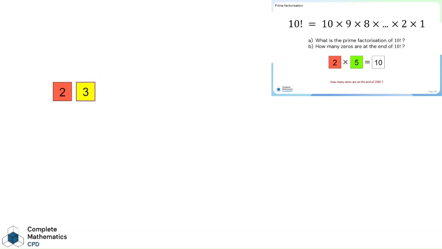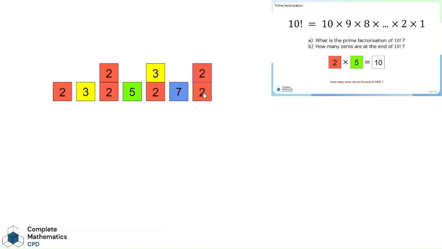Now we need to multiply by 4, and a 4 is made up of 2 2's. Then multiply by 5, and by 6, which is a 2 and a 3. Then multiply by 7. Then multiply by 8, which is 2 times 2 times 2. Then multiply by 9, which is 3 times 3. And then finally multiply by 10, which is 2 times 5. So that is 10 factorial. If you multiply those all together, you get about 3 and a bit million. It's a rather large number.